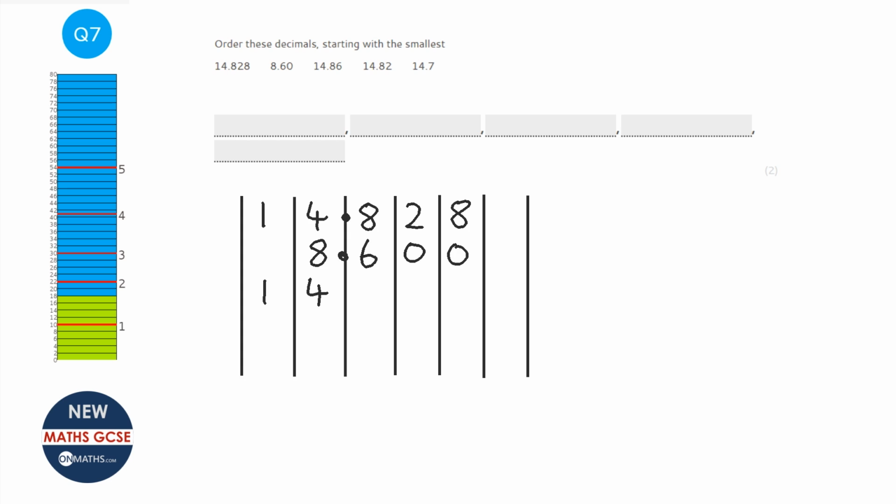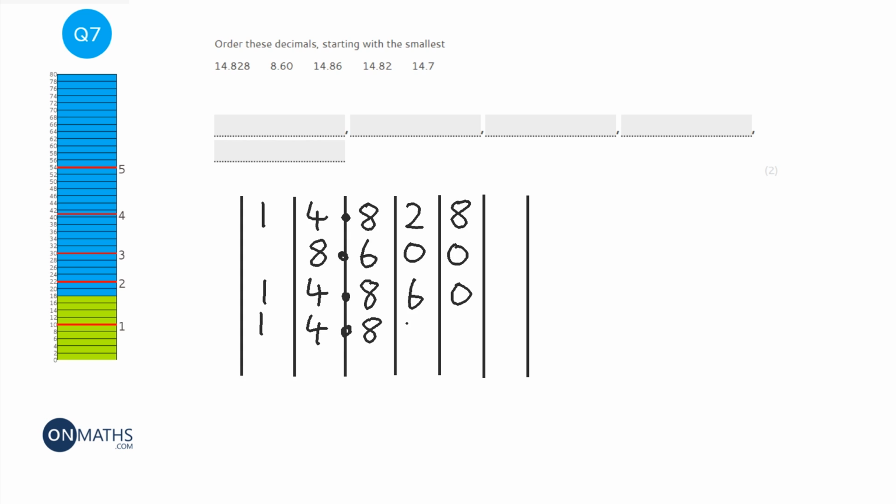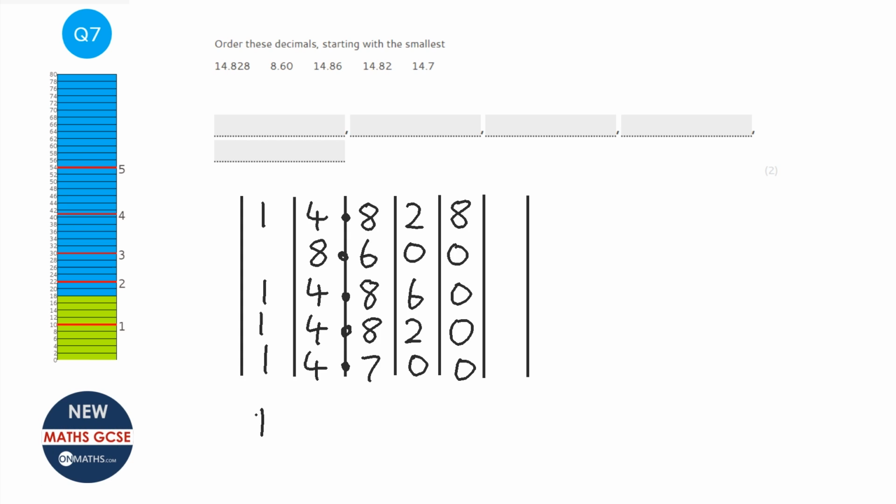So 14.86, I'm going to put 0 in there, 14.820, and then 14.7. Now, we're starting with the smallest, so I'm looking for the smallest one first. Well, the smallest one's leaping out, because if I just look at this column, there's only one number that has a 0 there, all the rest of them have 1. So the 8.60, and I have to put the 0 because that's how it's said in the question, is definitely the smallest.